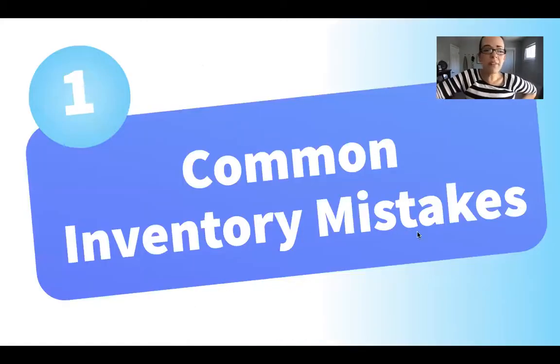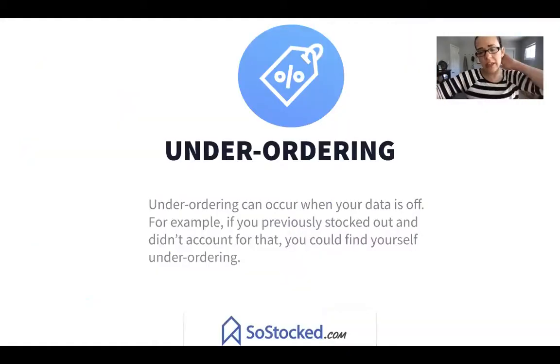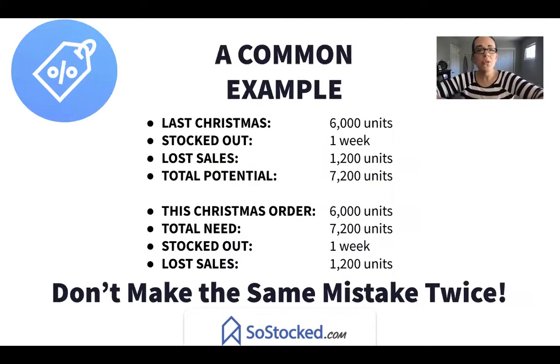So, common inventory mistakes, right? Under ordering is a common mistake, right? Not ordering enough. And this occurs when your data is off. When you have incorrect data, or you're looking at your data incorrectly, it can cause you to stock out. So for example, if last Christmas you sold 6,000 units, but you stocked out for a week and lost 1,200 units worth of sales, you should have had 7,200 units, obviously.